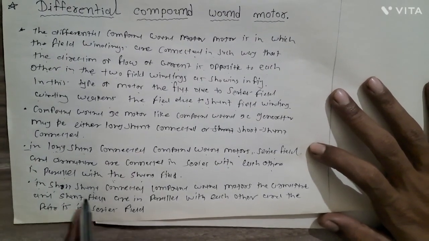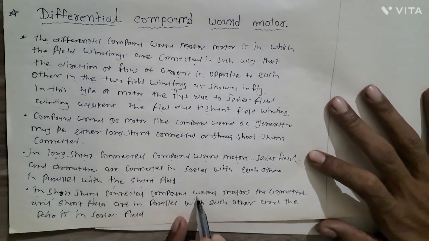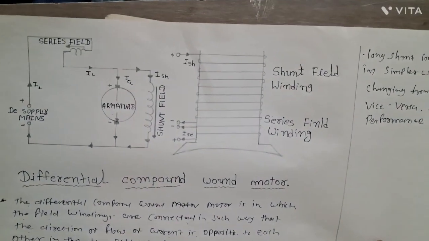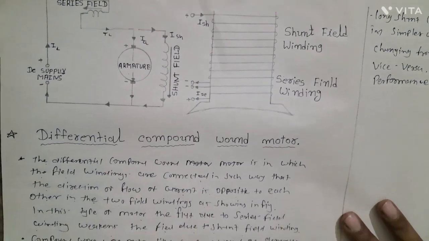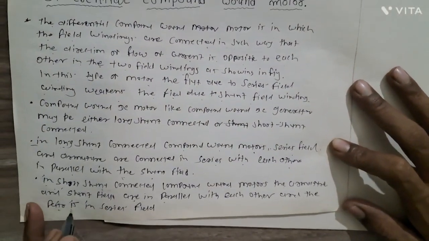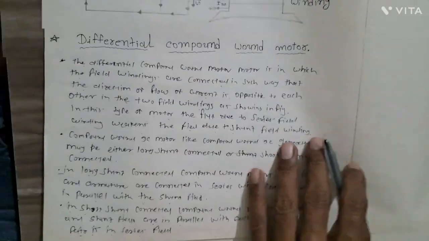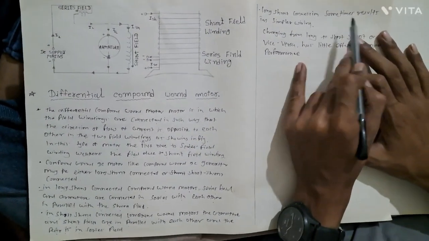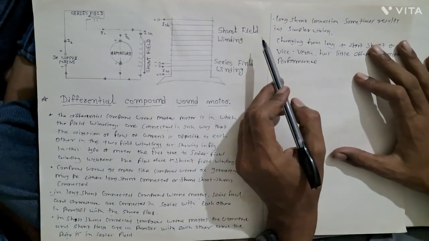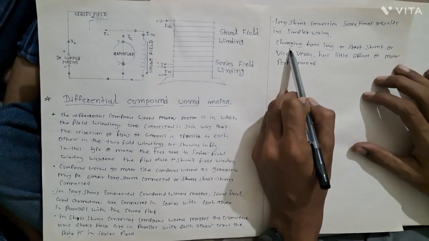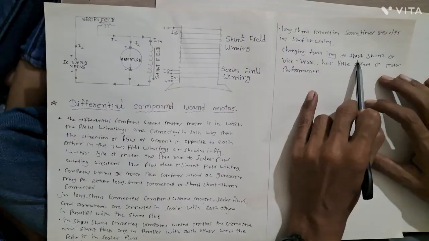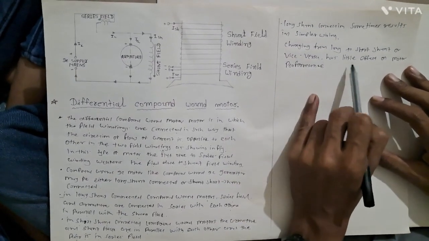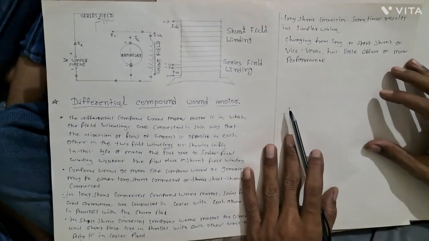In the short shunt connected compound wound motor, the armature and shunt field are in parallel with each other and the pair is in series with the series field. So the long shunt connection sometimes results in simpler wiring, and changing from long to short shunt or vice versa has little effect on the motor performance.